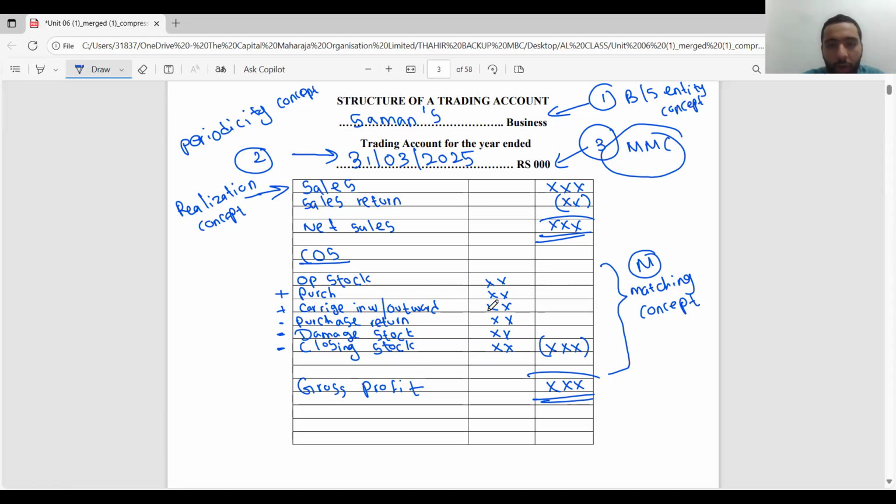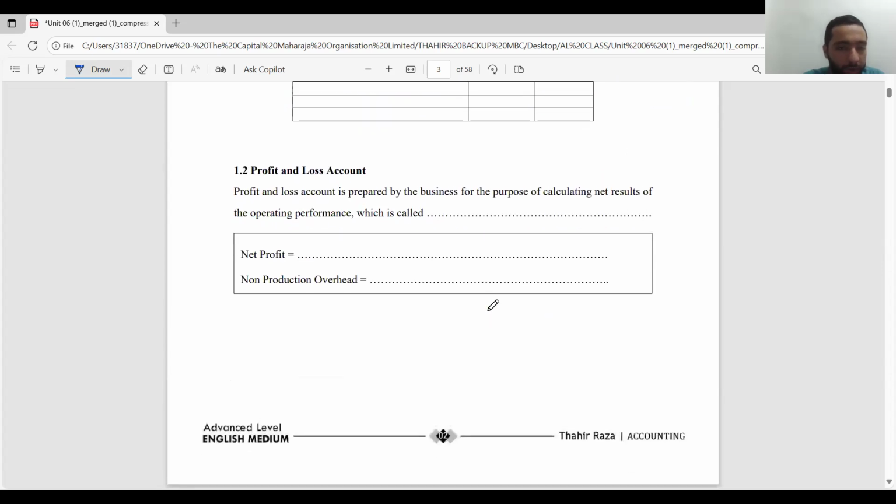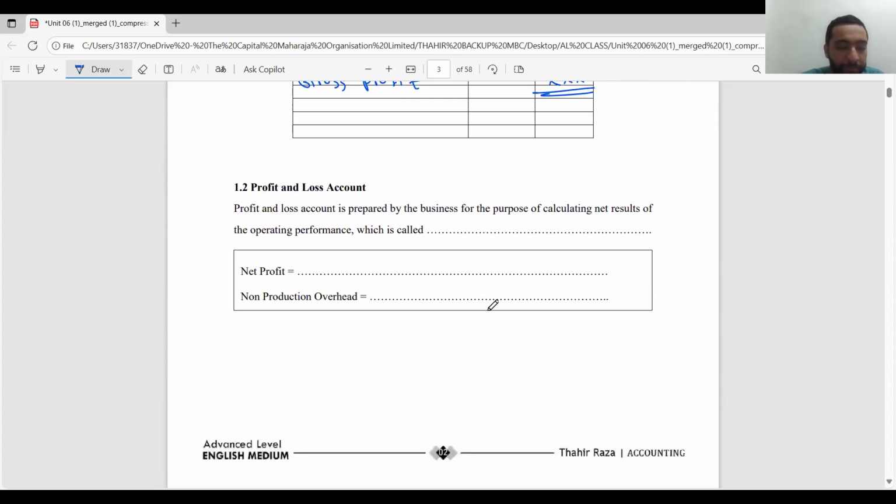So I hope you all have written all these. I don't think I need to give you more time. Okay, let's move on. The profit and loss account is prepared by the business for the purpose of calculating the net result of the operating performance, which is called what? Yes, net profit, or you can call it profit for the year.